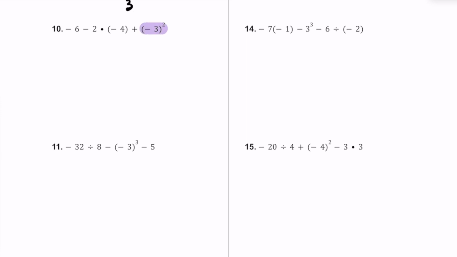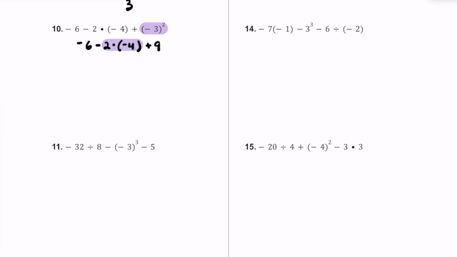Alrighty, for number 10, out of all these operations, it looks like we have another power here. We have this negative 3 to the second power. That's negative 3 times negative 3, and that's going to equal a positive 9. So we're going to have this negative 6 minus 2 multiplied by this negative 4, and then we have plus 9.